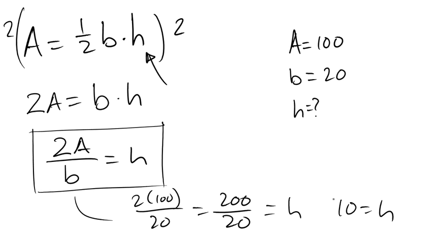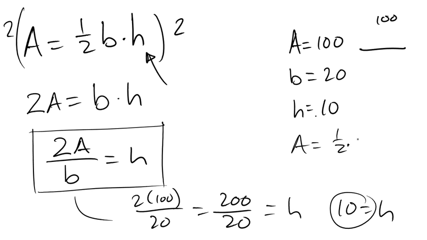Now I want to come back in and verify that this does what I think it does, because if I take this value of the height, 10, and plug it into the original formula, area equals 1/2 base times height, I should produce an area of 100. I want to do that as a check. The formula is the area equals 1/2 times the base of 20 times the height of 10. Well, 20 times 10 is indeed 200, and if I take half of that, I get that the area is 100. So this looks fabulous.